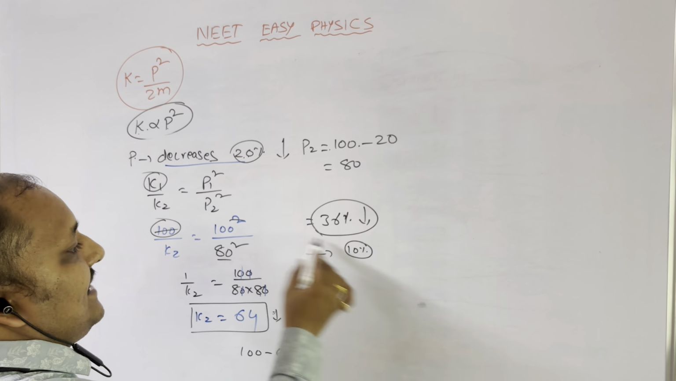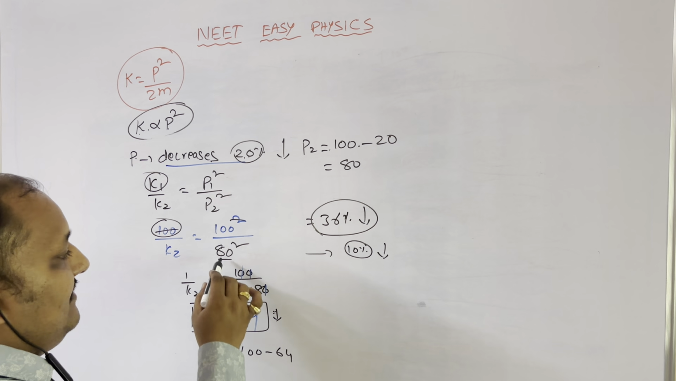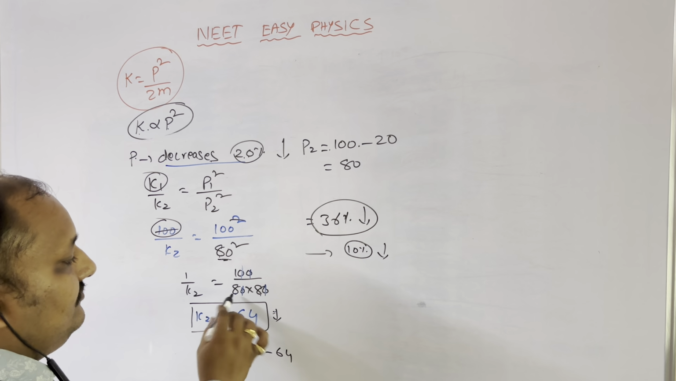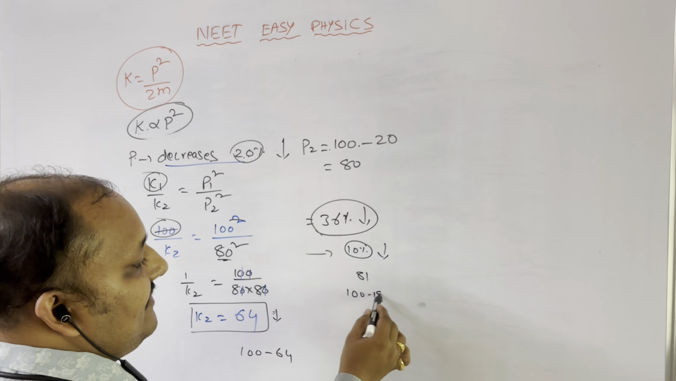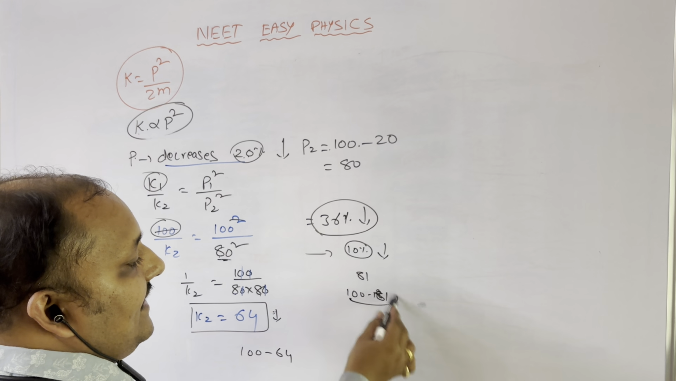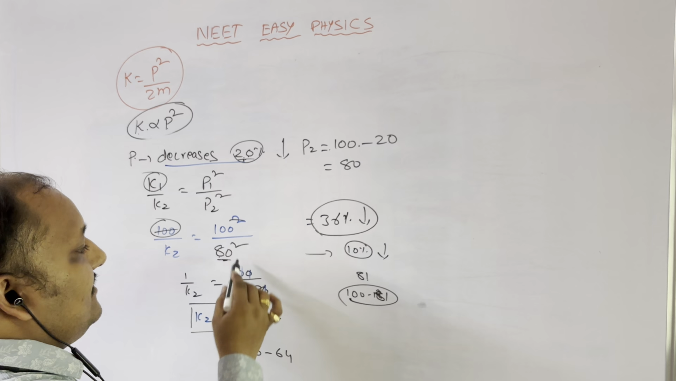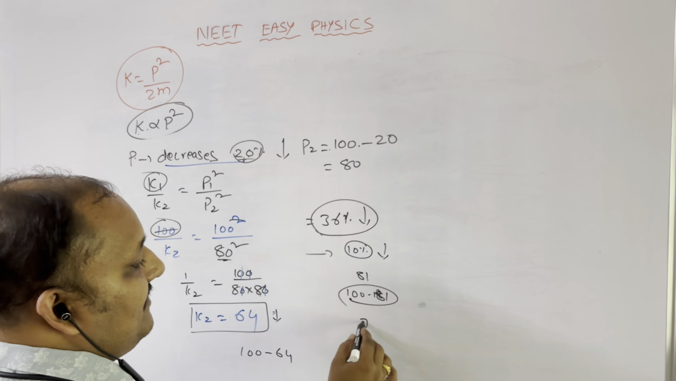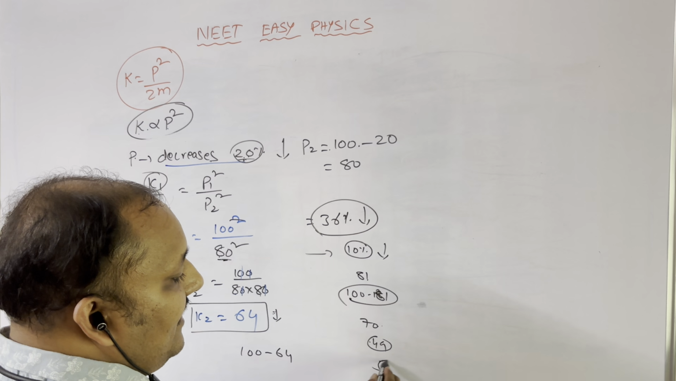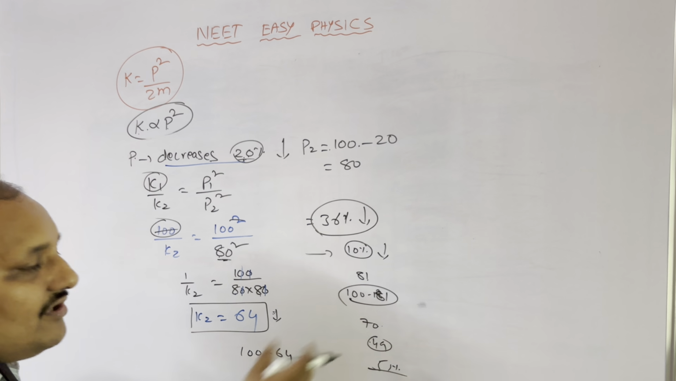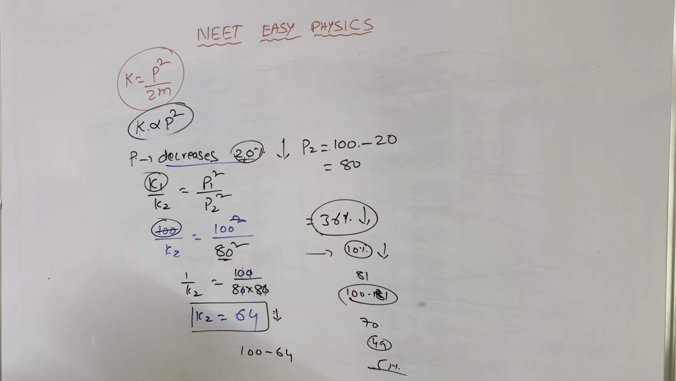So if it is 10% decrease in momentum, 100 minus 10, 90, you will get 90 here. 9 9s are 81. So 81 means 100 minus 81. Like this we are going to get fast. Let us assume it is 30%. 30% decreases. Then 100 minus 30 means 70. 7 7s are 49. 100 minus 49, so 51. So like this we are going to do it fast. Till then we have to practice by changing the numbers.